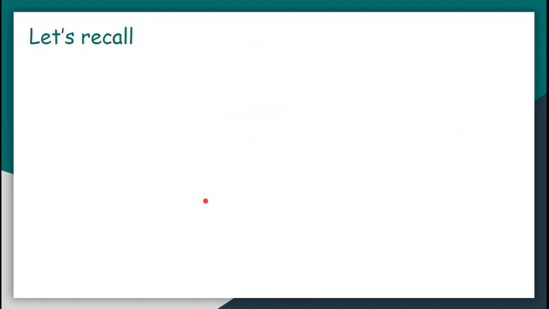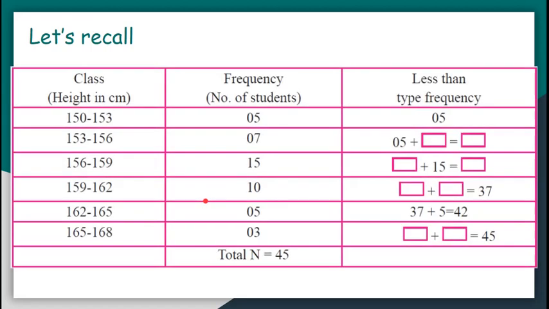Before we move ahead, let's recall one thing that we did last year. This is a table that is given in front of you and you have to fill up the last column. If you remember, we have done something called cumulative frequency less than type. If I ask you to fill up this column, how is it that you are going to solve? Yes, so the cumulative frequency for the first is 5 only. In the next step, what you keep on doing is you keep on adding the numbers given over here.